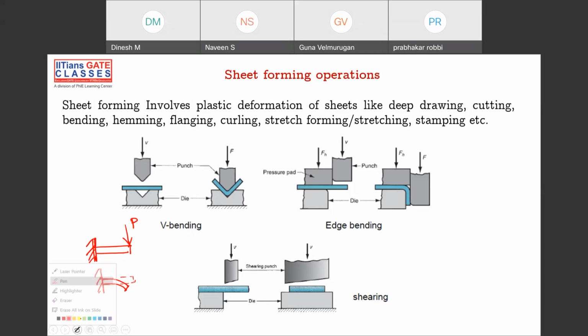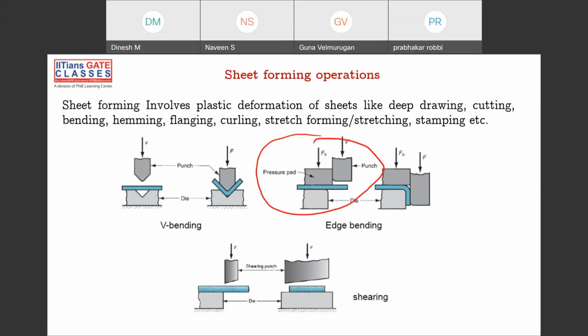Let's discuss bending a little more in the coming slides. In bending we also have edge bending. This is similar to the cantilever beam example. Let's assume this is a fixed support. With the help of a pressure pad on the die, you lock the sheet here, and then apply a transverse load with the help of the punch. It makes this kind of edge bending, because you are bending with respect to this edge here.